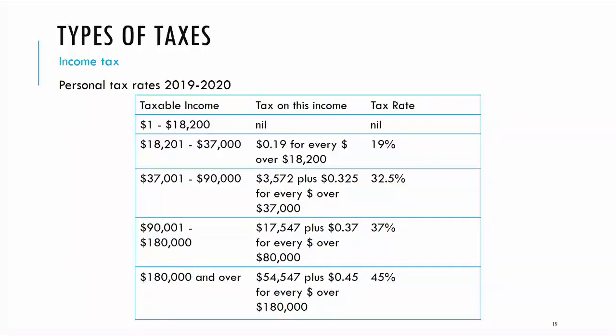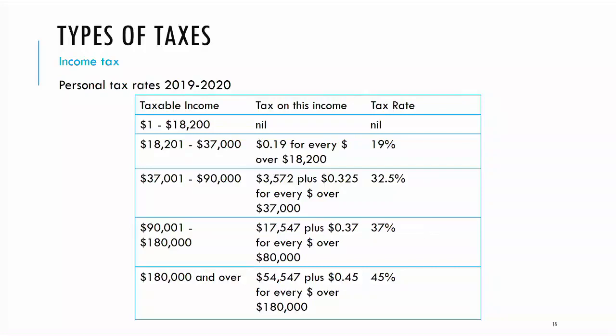All right. Annual income 18,200 to 37,000, your personal tax rate will be 19%. And 37,000 to 90,000, 32.5%. 90,000 to 180,000, the personal tax rate is 37%. Over 180,000, your tax rate is 45%.